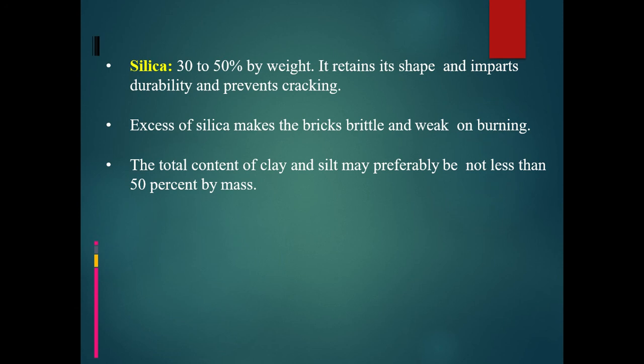So if you take 100 grams of clay sample, around 20 to 30% is your alumina. Say it is 20%. Then around 30% is your silt. So 20 plus 30 is 50, and silica is 50%. So totally 100 grams. So these are the main three ingredients in your brick earth, meaning the earth or the soil whichever you are taking to manufacture your brick.